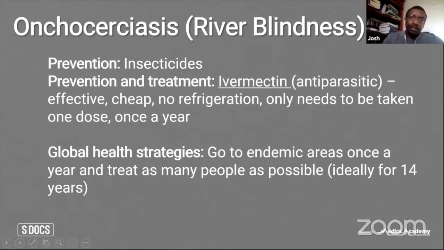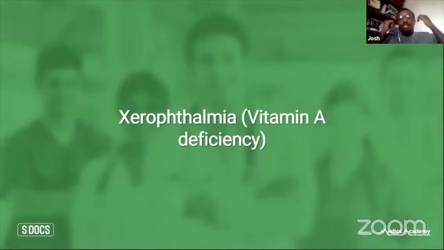So that is onchocerciasis. For the next condition I'll talk about, Xerophthalmia is the name of this condition, and it is a subset of vitamin A deficiency. So we'll go into this now.